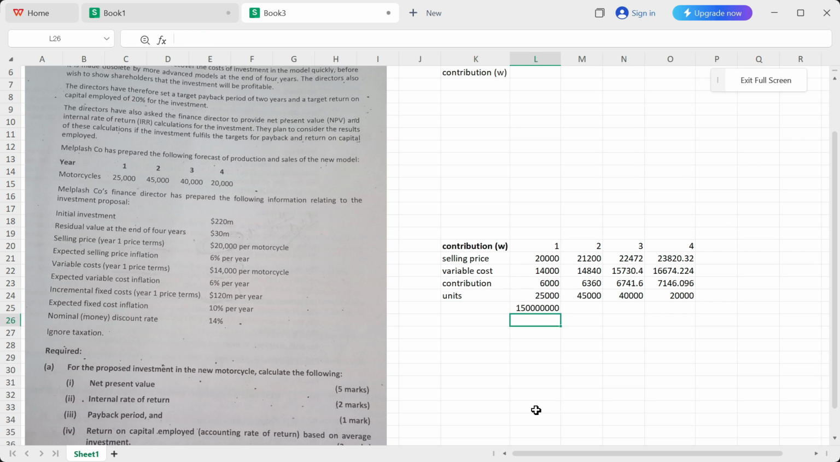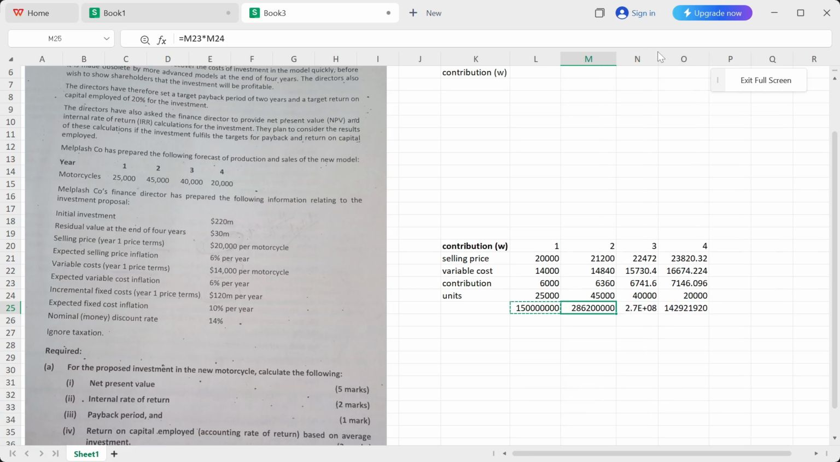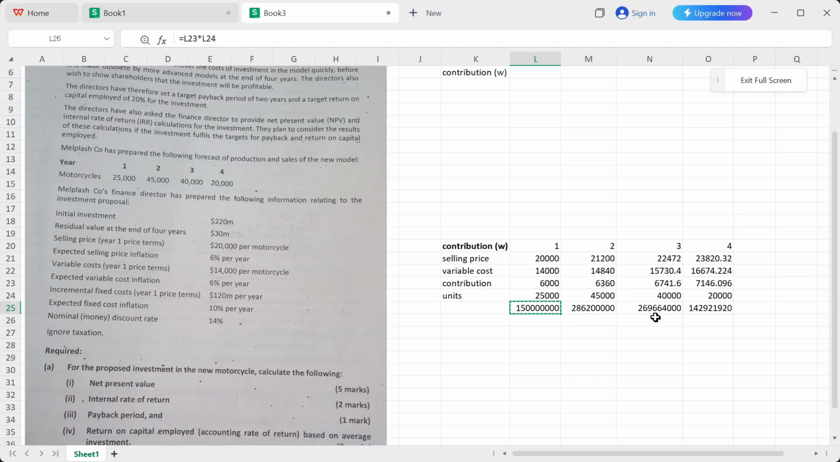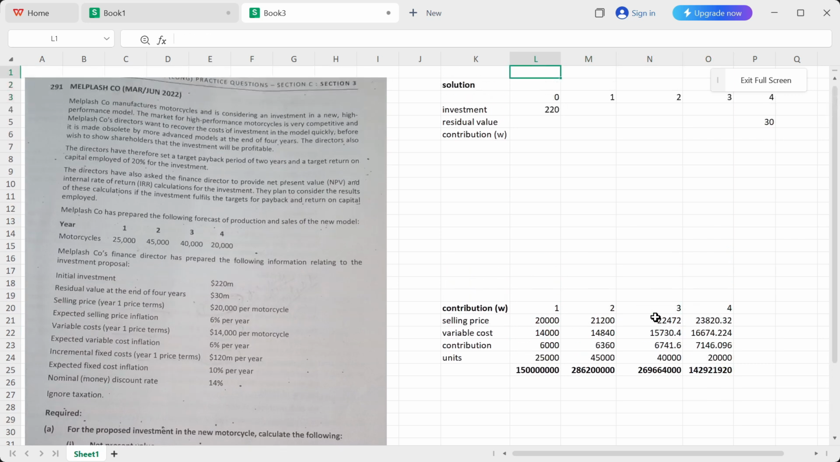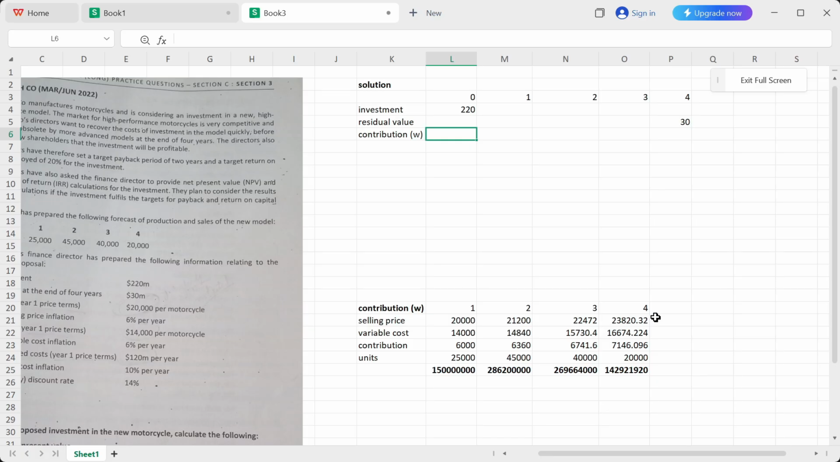Okay, so I have my year one contribution, as you guys can see. All right. And I'm just going to press Control C, select the other three remaining cells and press Control V. And I just need to increase the size of the cells so that they can give me the complete value. And you can see that I have my year 1, year 2, year 3, and year 4 contribution. Okay, just what I needed. And now I'm going to put that into my solution.